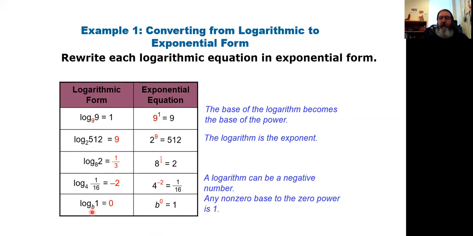Down here, log base b of 1 is equal to 0. B to the exponent of 0 always equals 1. So be careful about that one. Sometimes we get confused and we think, oh, b to the power of 0 is 0. It's not. Any number to the power of 0 is equal to 1. Except for 0. Anything other than 0 to the power of 0 is 1.